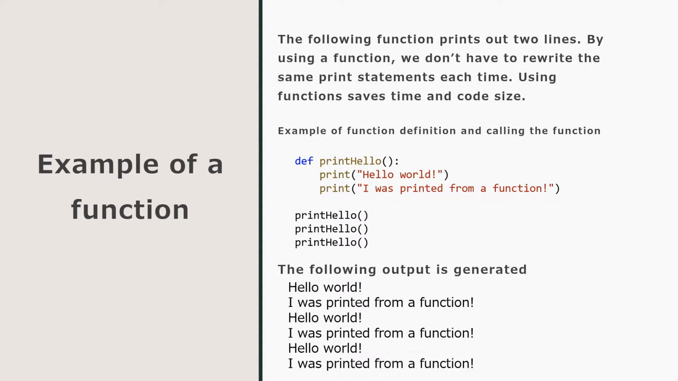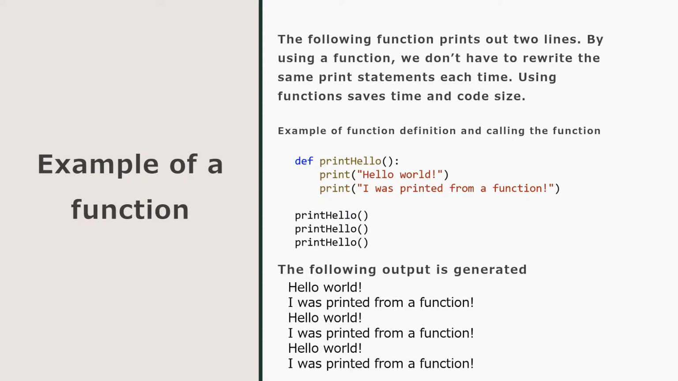Now, this is an example of what a function looks like. This function, all it does is that it prints out 2 lines of code. It prints out hello world, and it prints out I was printed from a function. Now, by writing this function once, we can call it as many times as we want to without having to rewrite everything. So in this segment of code, I'm defining the function, what it does, what it's called, and all that good stuff. And then I'm calling the function 3 times right afterwards, and the generated output is shown below.